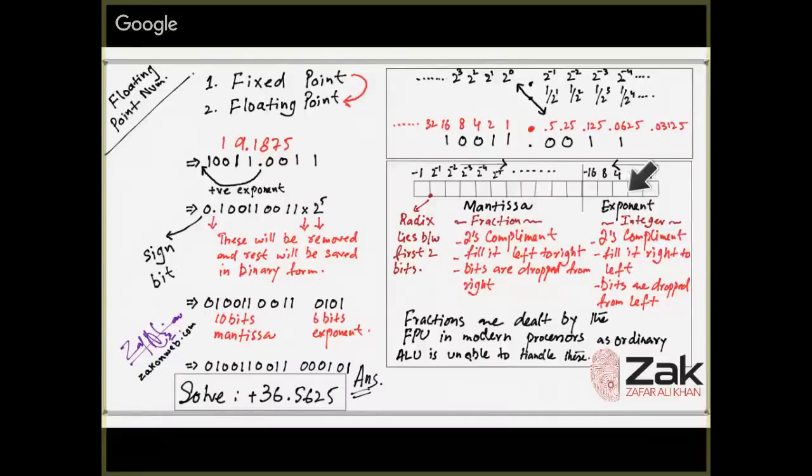Similarly, in exponent, if we have got more bits to fill and less space, we'll drop it from the left. So extra bits will be dropped in Mantissa from the right. Extra bits will be dropped from the exponent on the left. And point always lies between the first two bits. So that the point lies between the first two bits, we move the point all the way.